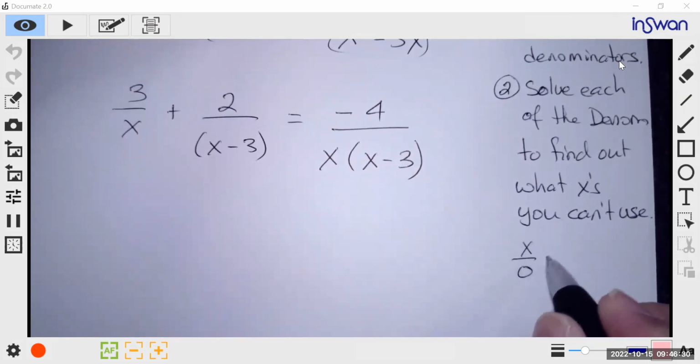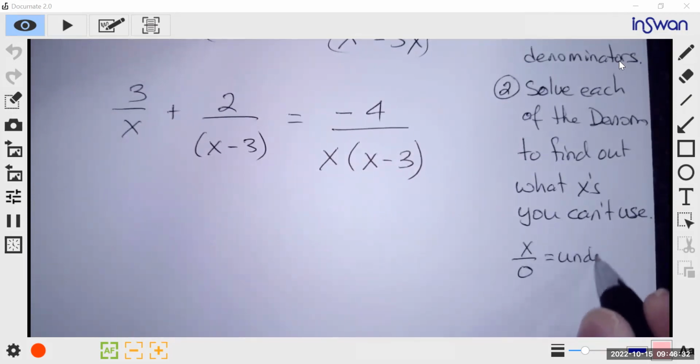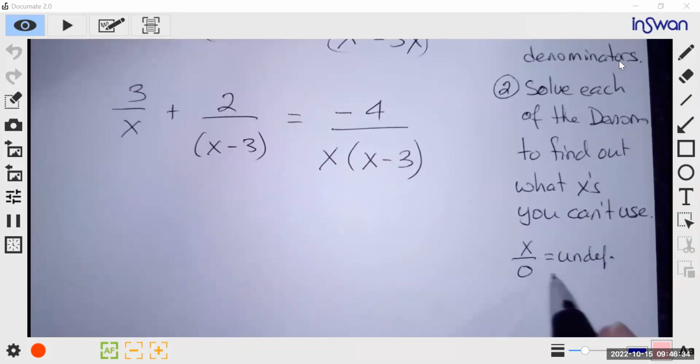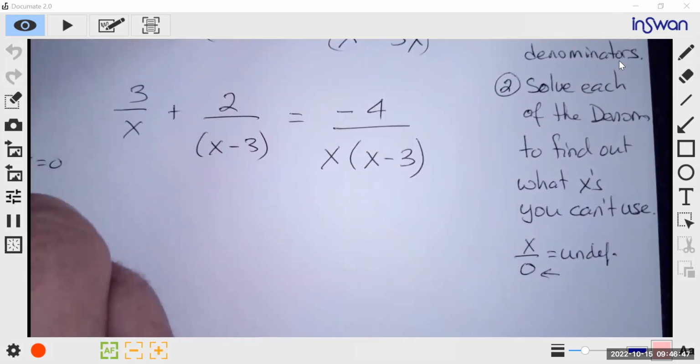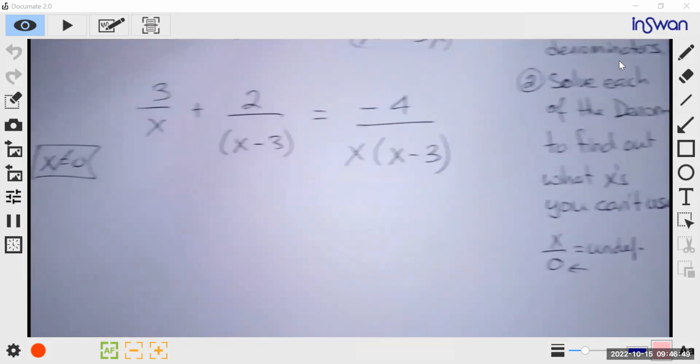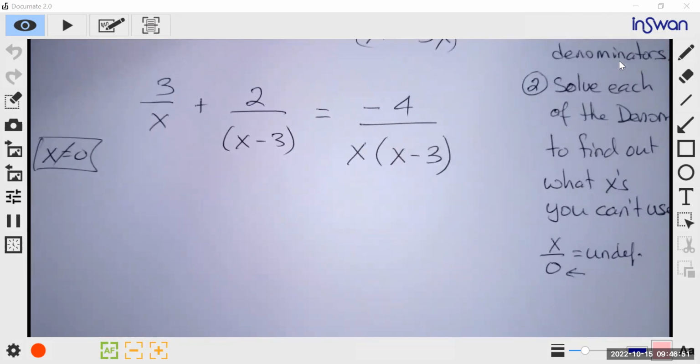Because anything divided by 0 is undefined. We do not want 0 on the bottom. So what x's would make the bottom 0? We can't use those x's. We can use any other x's of those. So in here, we have x equals 0. We can't use 0. So our final answer is x cannot be 0.